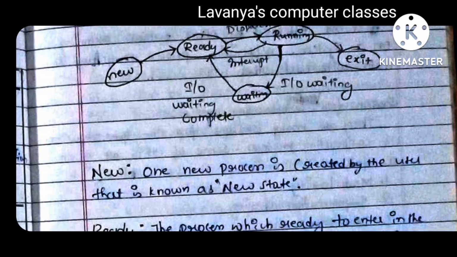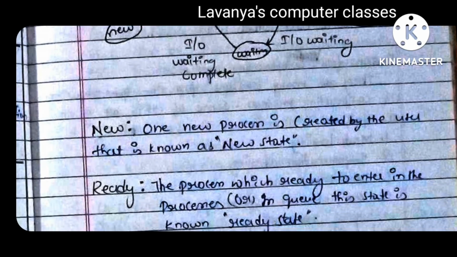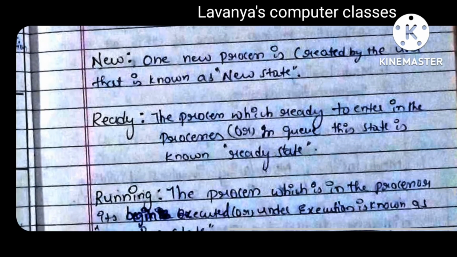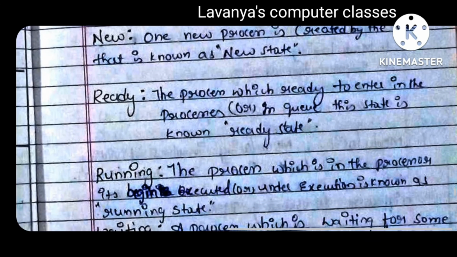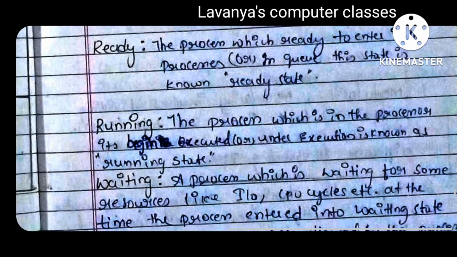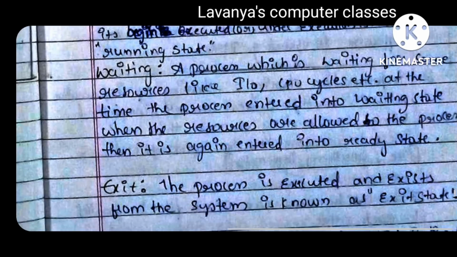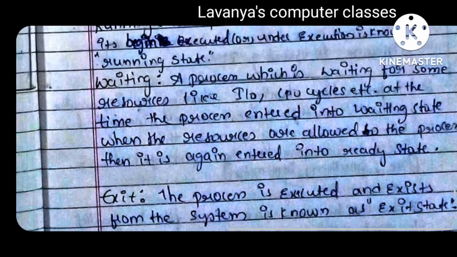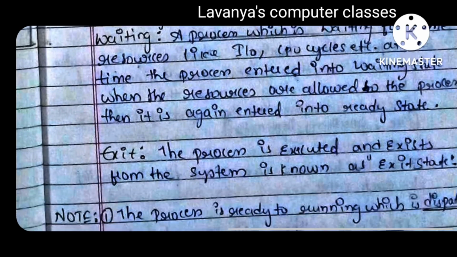Explanation of each and every state: new, ready, running, waiting, exit. Important question.